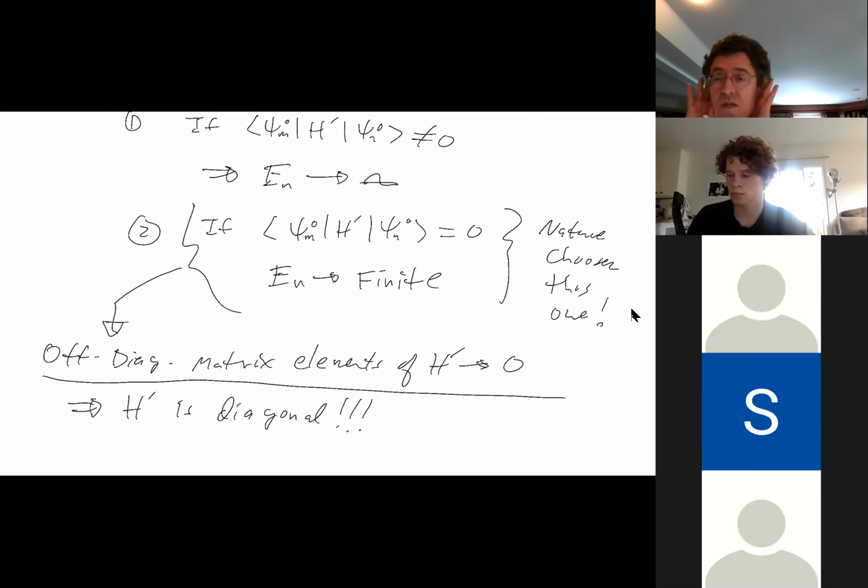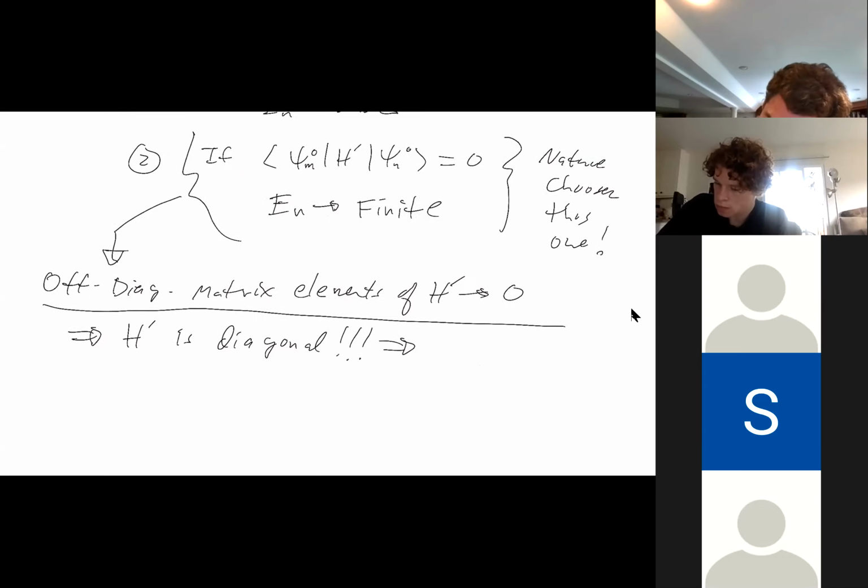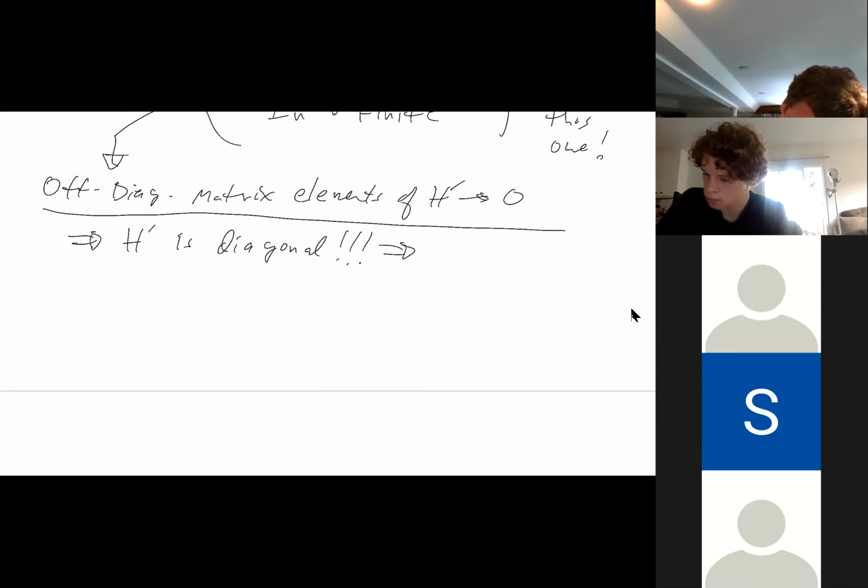The eigenstates. Yes, yes. Wait, are they eigenstates though? I mean, don't we still have mixing from the other states? They're eigenstates in the degenerate subspace. Okay, that fixes the problem. Because that's the whole point. H prime is diagonal in the degenerate subspace.